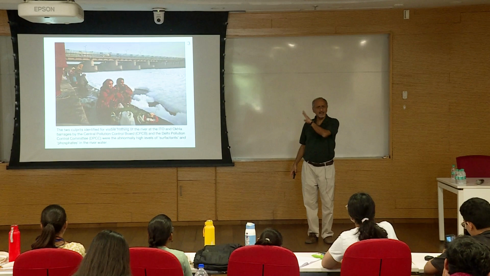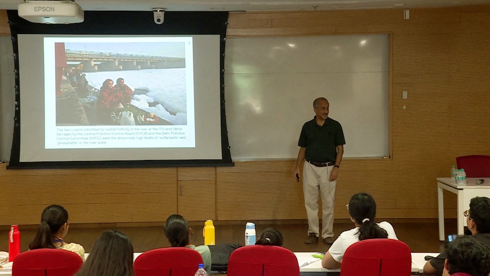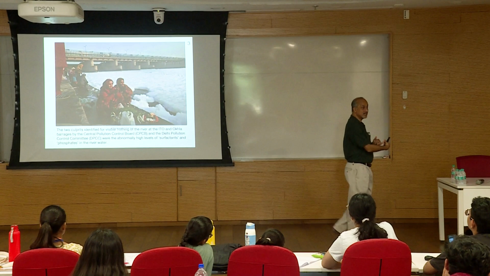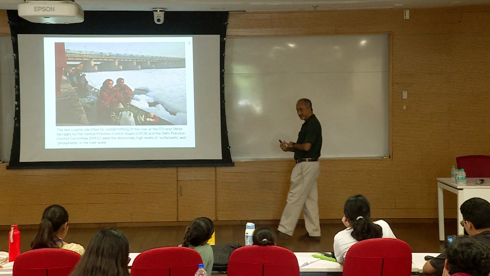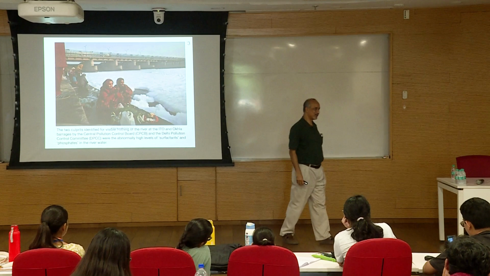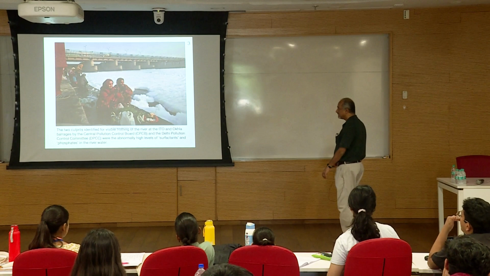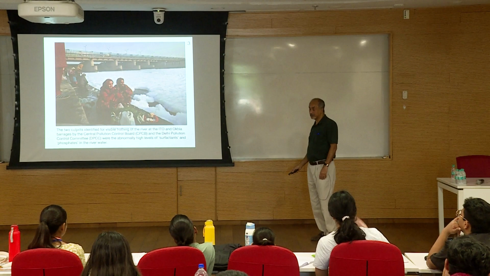Here is a not so nice example of surfactant. This is the Yamuna, not too far from here, in a particular season of the year. That's foam, and that foam comes from detergents. Those detergents come both from the effluent from the factory as well as household use of shampoos and so on. Not so nice. We don't like to see our important bodies of water looking terrible, covered with foam. There are abnormally high levels of surfactant, as well as other things like phosphate, in the river water.